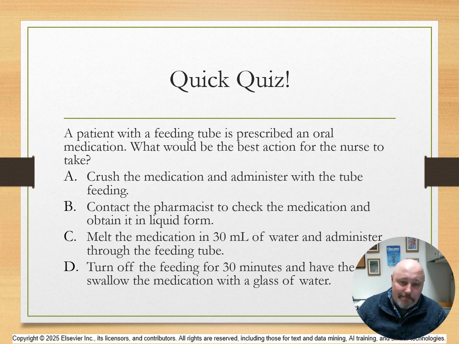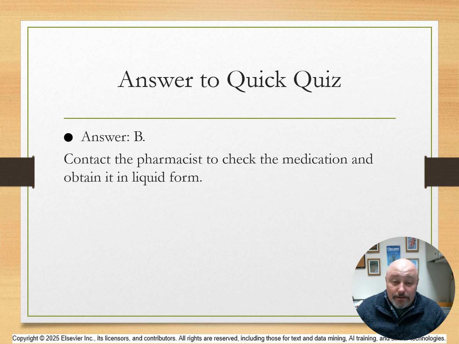Quiz time. A patient with a feeding tube is prescribed an oral medication. What would be the best action for the nurse to take? A, crush the medication and administer with the tube feeding. B, contact the pharmacist to check the medication and obtain it in liquid form. C, melt the medication in 30 milliliters of water and administer through the feeding tube. Or D, turn off the feeding for 30 minutes and have the patient swallow the medication with a glass of water. The answer here is going to be B. Contact the pharmacist to check the medication and obtain it in liquid form.